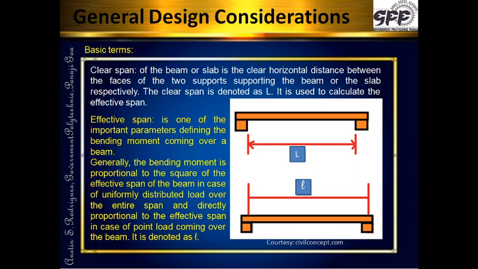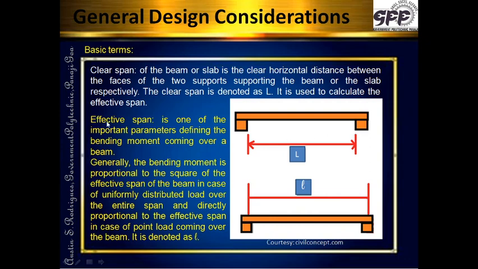For all our calculations throughout this subject, the clear span will be denoted as capital L. We will be using capital L for the clear span. Now clear span is the distance from the face of one support to the face of the next support, the horizontal distance. That's the clear span.